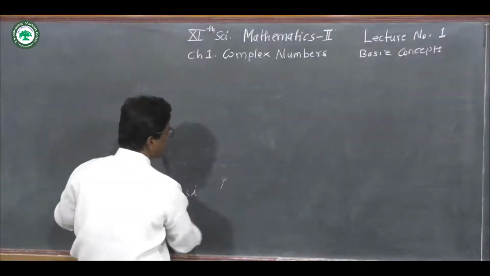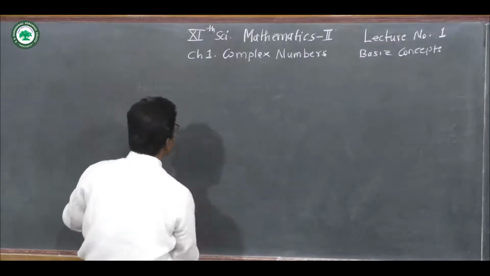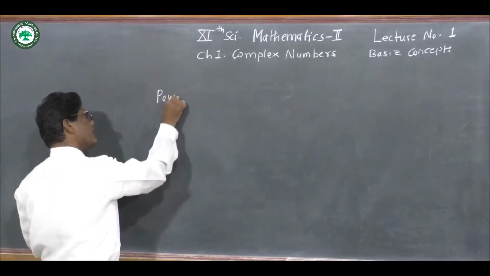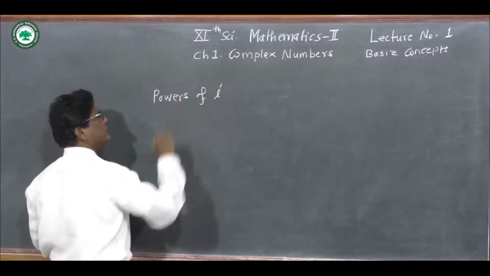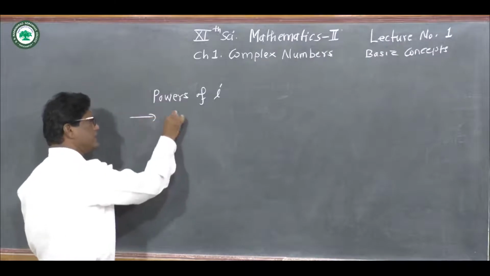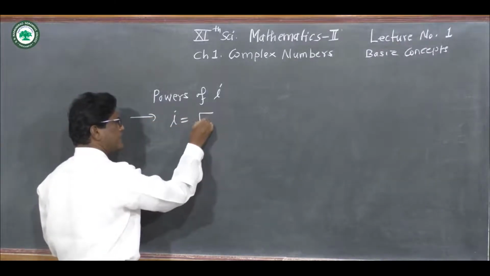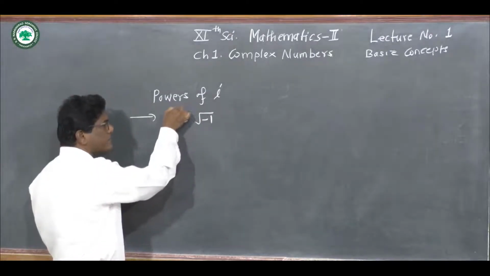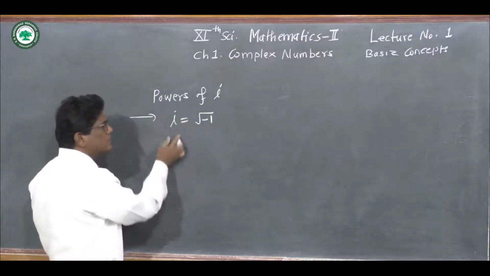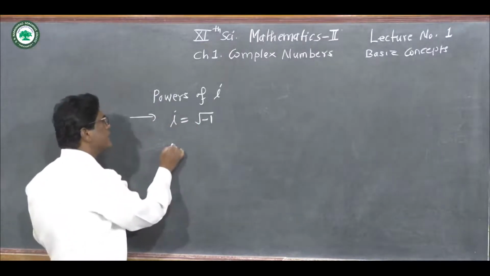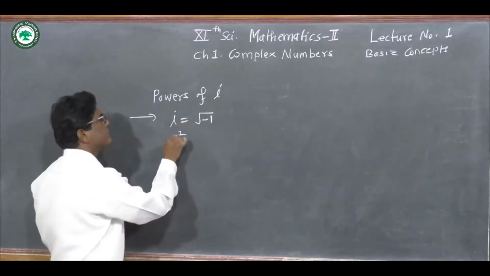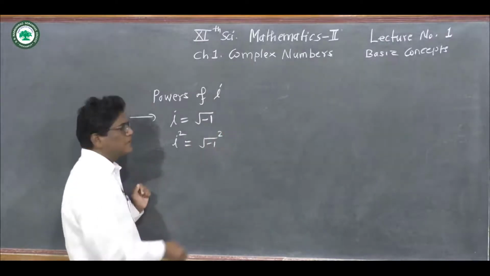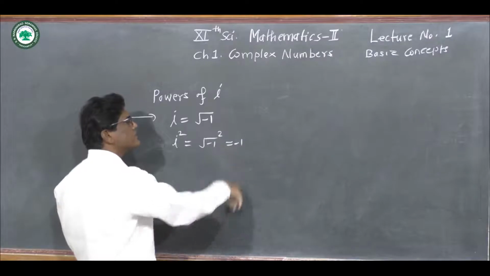Now next, powers of i, a very important concept. We know that i is equal to under root of minus 1, and therefore this is i's first power. Here the power is 1, so i is equal to under root of minus 1. We take i square, that is the second power, so it is equal to root of minus 1, its square. Now this square and square root get cancelled, so it is equal to minus 1.